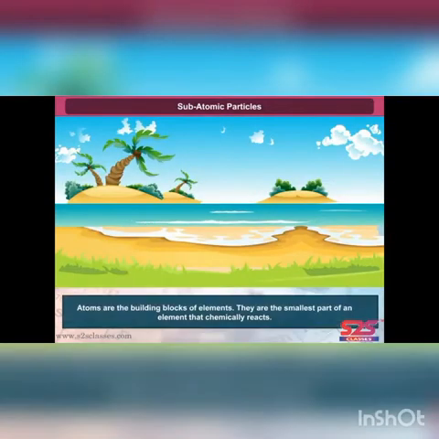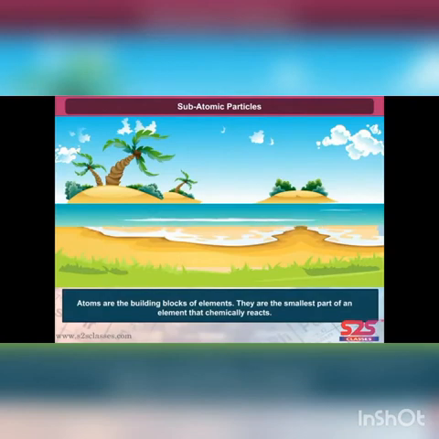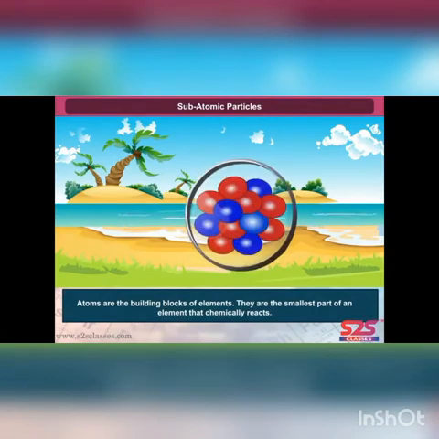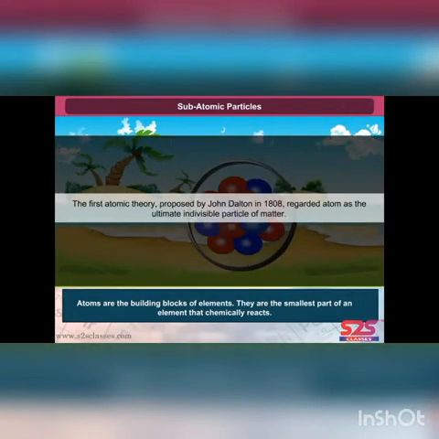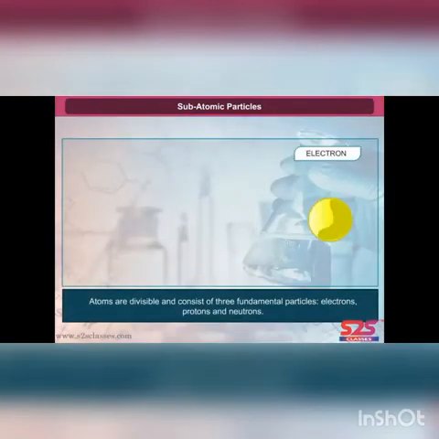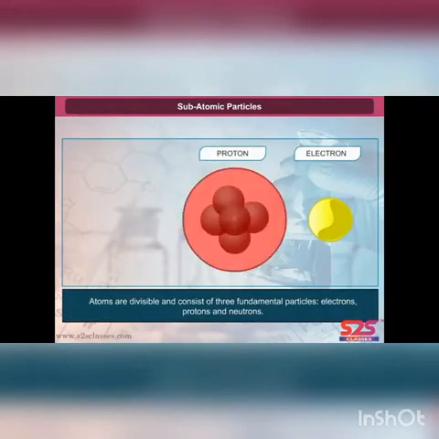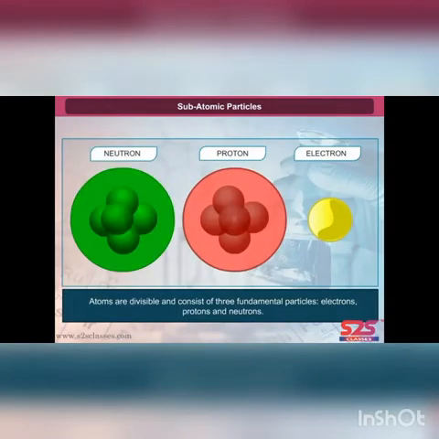Subatomic particles. Atoms are the building blocks of elements. They are the smallest part of an element that chemically reacts. The first atomic theory proposed by John Dalton in 1808 regarded the atom as the ultimate indivisible particle of matter. Towards the end of the 19th century, it was proved experimentally that atoms are divisible and consist of 3 fundamental particles: electrons, protons and neutrons. Let us discuss the discovery and properties of these particles in detail.